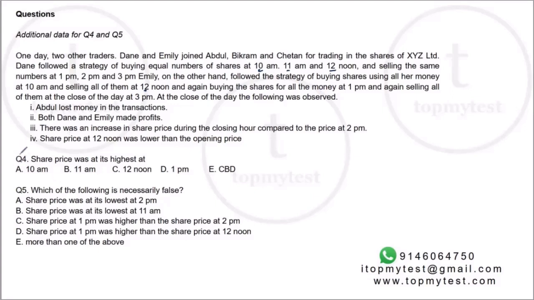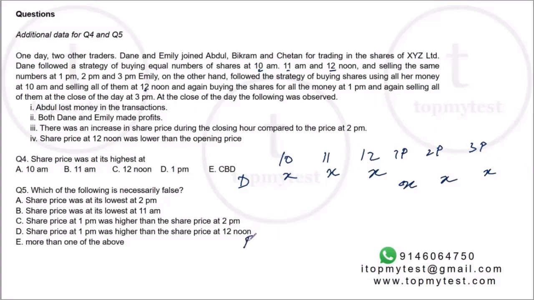So you need to find when the share price was the highest, and whether the following is necessarily true. So you are now required to track the share price through the day. So you have 10 o'clock, 11 o'clock, 12 o'clock, 1 p.m., 2 p.m., 3 p.m. Dane is basically going to buy an equal amount of shares. So X amount of shares here, X amount here, X amount here. Then he's going to sell an equal amount of shares here, and the same amount here.